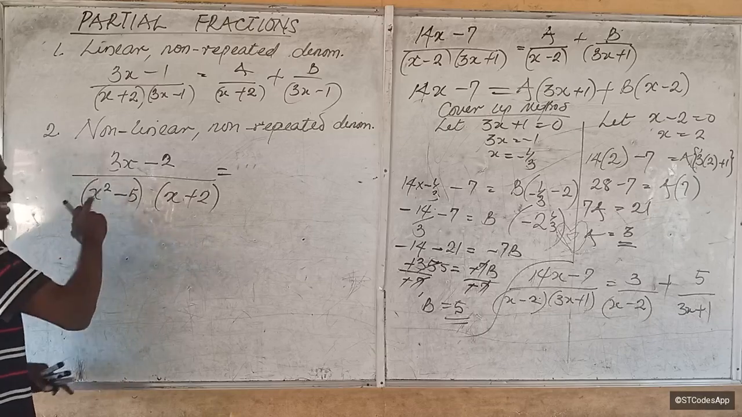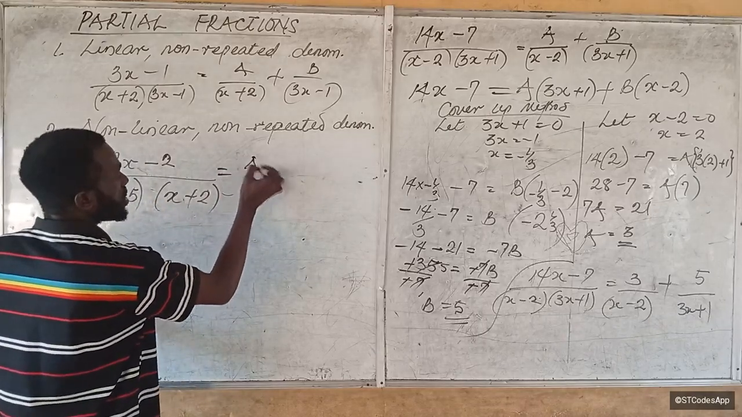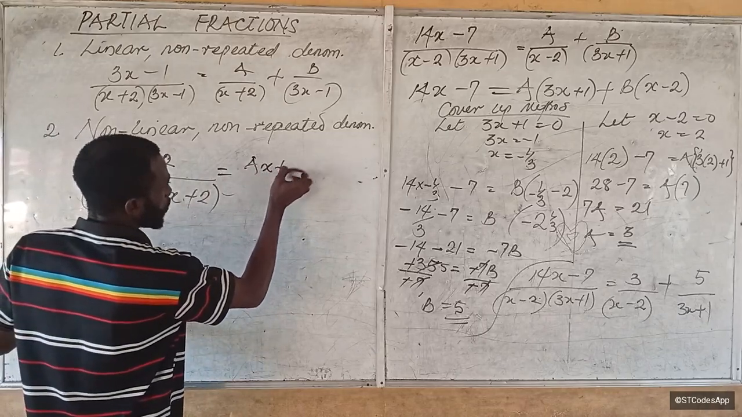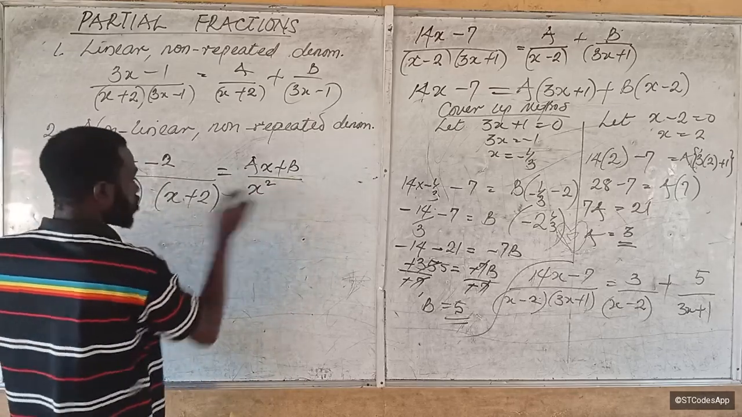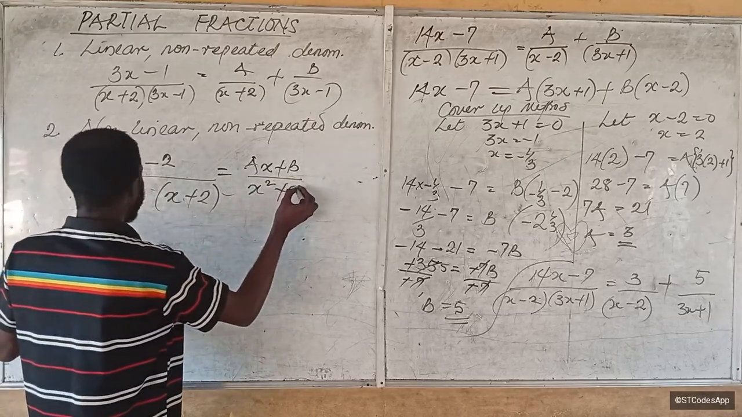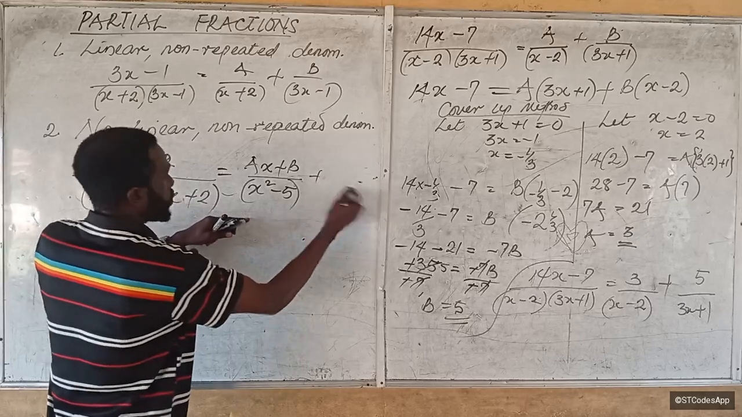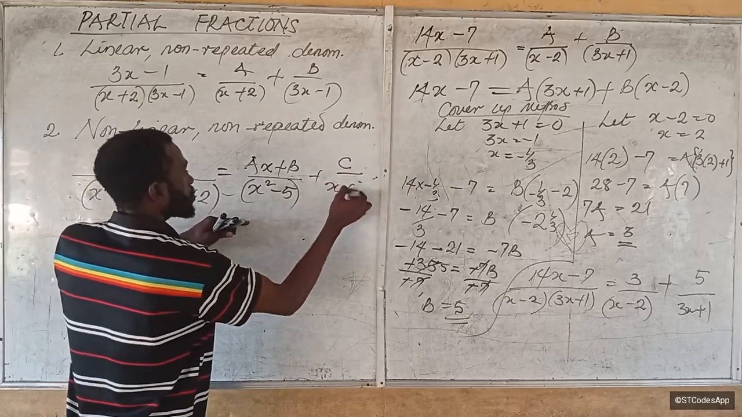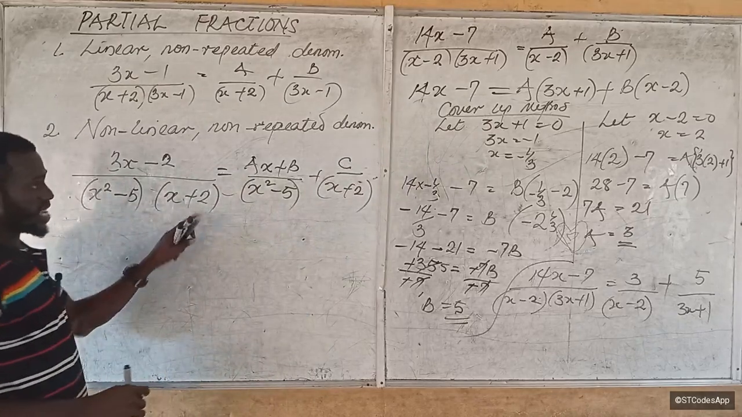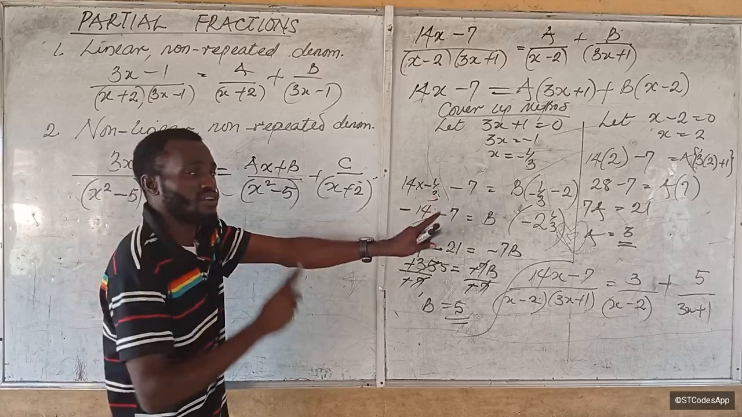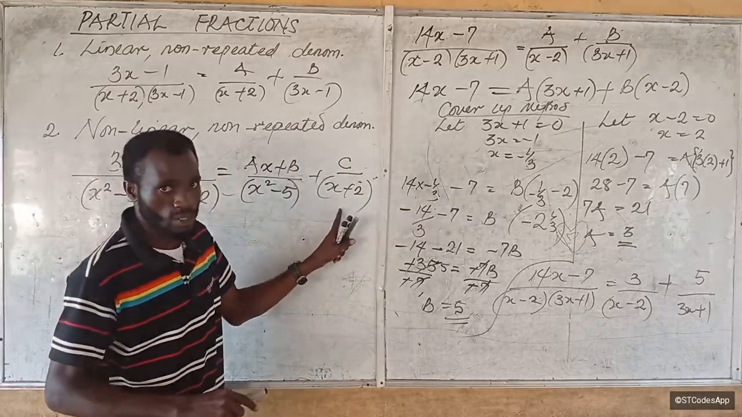Now, because it's non-linear, the expression of our unknown is going to be ax plus b over this quadratic term, not over the linear term. Over the linear term, it will be a constant over x plus 2. Remember what I said before, that because it is linear here, the degree of the numerator must be just 1 degree less than the denominator.